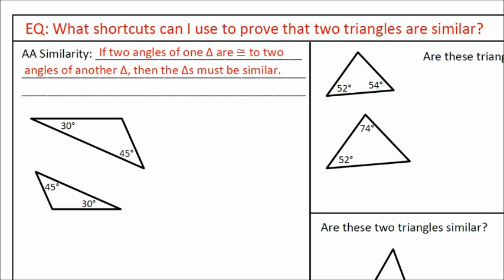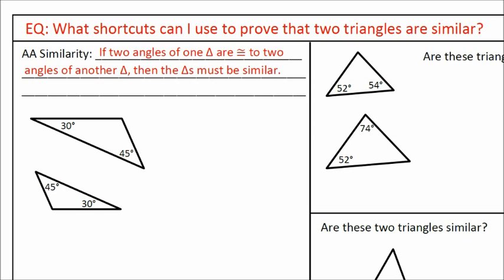Our essential question for this video is, what shortcuts can I use to prove that two triangles are similar? We've already covered, class, 3 ways to prove that two shapes are similar. We talked about looking for COD and scale factor. We talked about comparing all of the corresponding sides and corresponding angles. And we also showed that we can use transformations to prove that two things are similar.